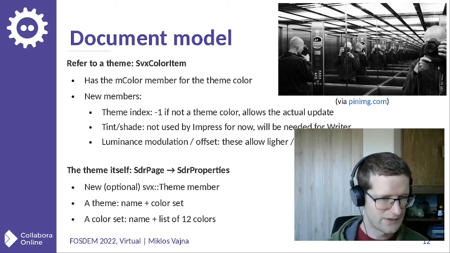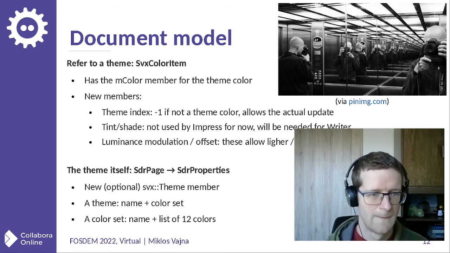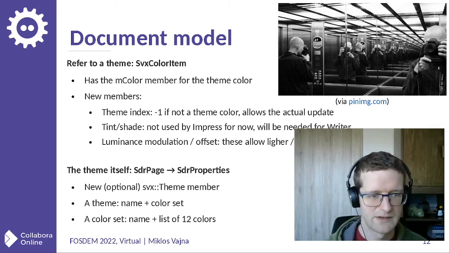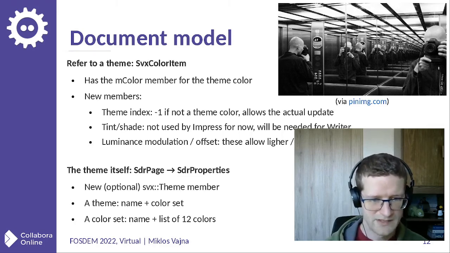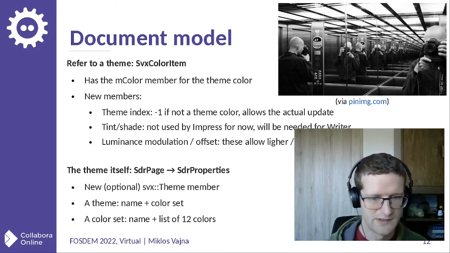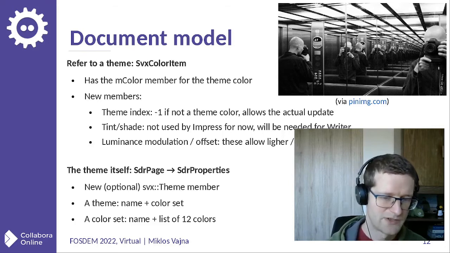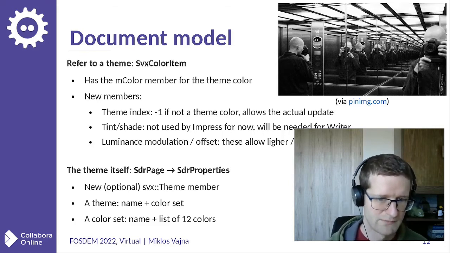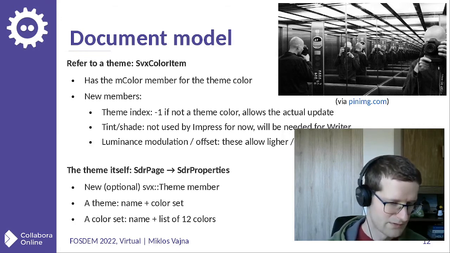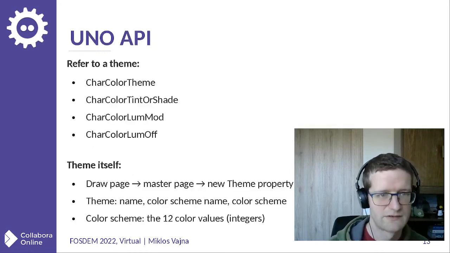There is also tinting and shading, which will be used for Writer. But as far as the end user is concerned, they have a similar effect. Now the theme itself: we have the draw pages in Impress, one draw page per slide, and then the page has a separate page properties member, and there is an optional new theme member. The theme is a name and the color set, and the color set is a name and a vector of 12 colors.